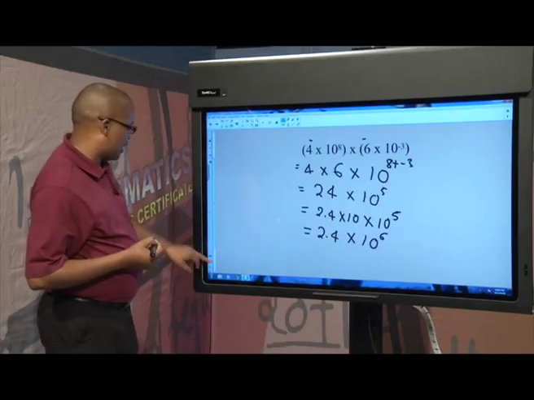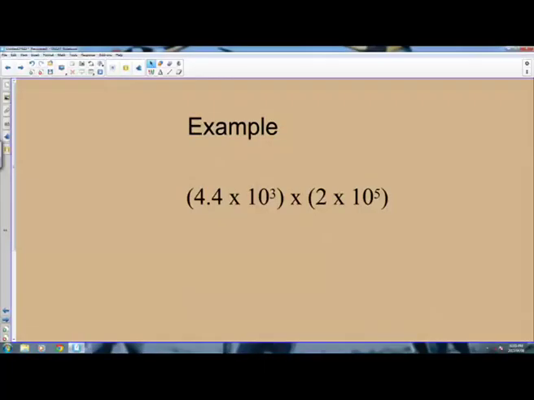Let us have a look at another example. Another example is this: 4.4 times 10 to the power 3 times 2 times 10 to the power 5. So here, 4.4 times 10 to the power 3 is in standard form. Also, 2 times 10 to the power 5 is in standard form as well. So how do we multiply this? We will group the numbers together, work out the numerical value, then add the powers of 10.